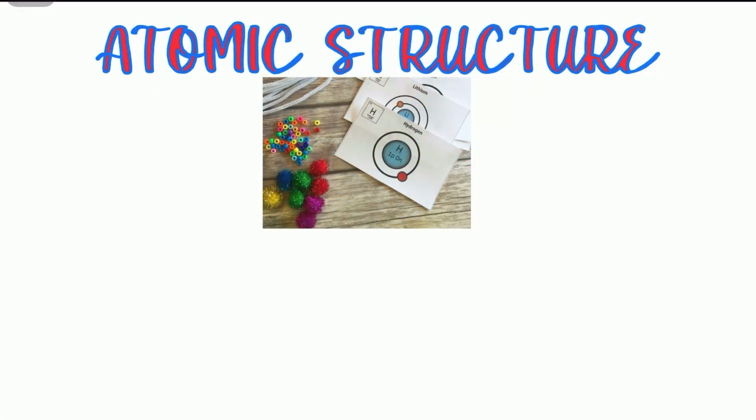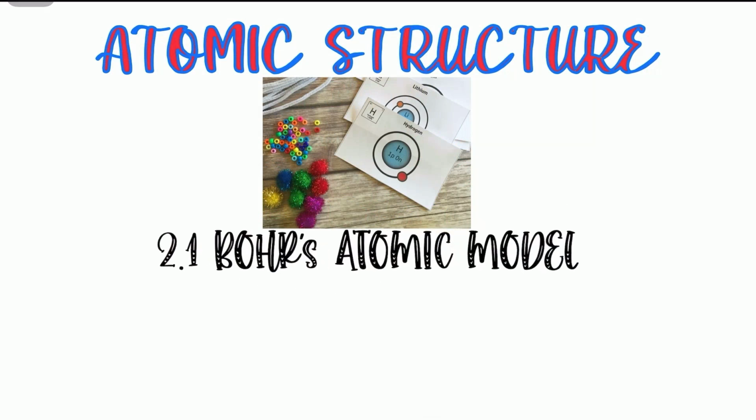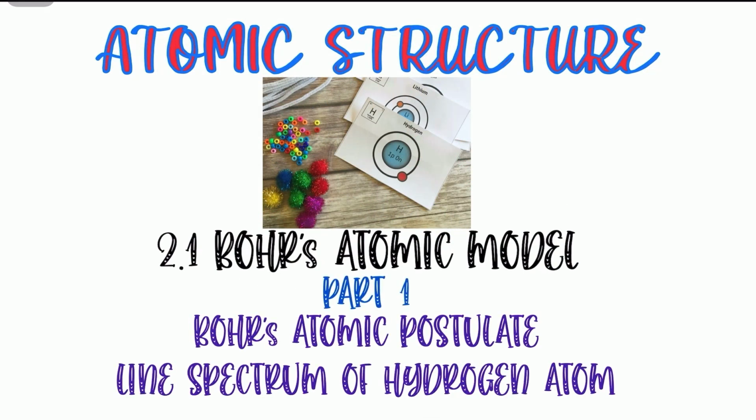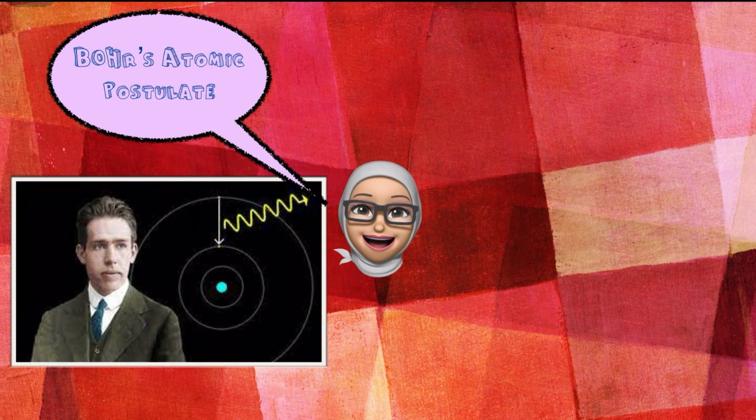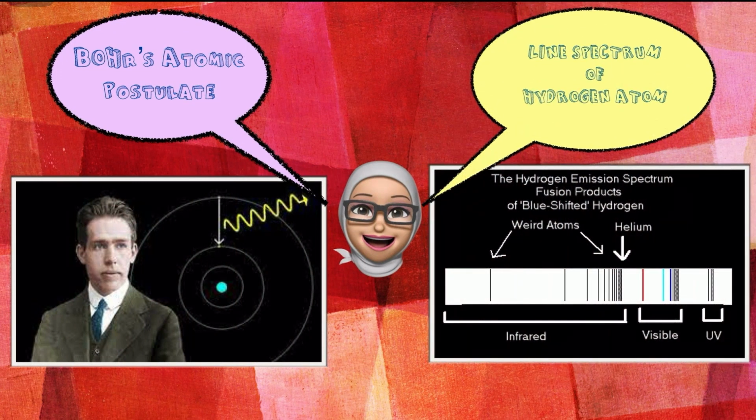Hello everyone, so we are in chapter 2, atomic structure, 2.1 Bohr's atomic model. Part 1, you will learn about the Bohr's atomic postulate and line spectrum of hydrogen atom.